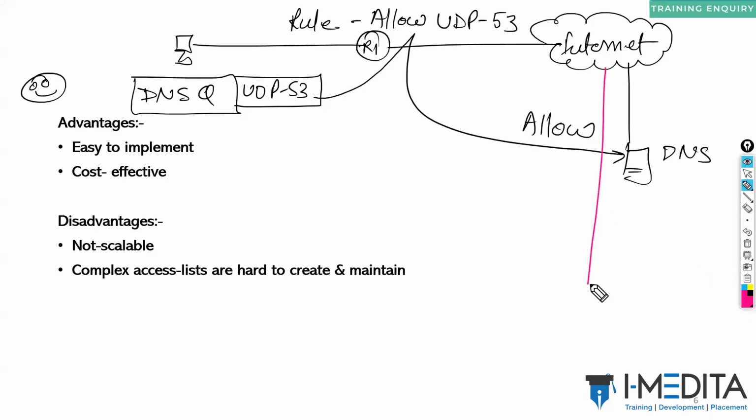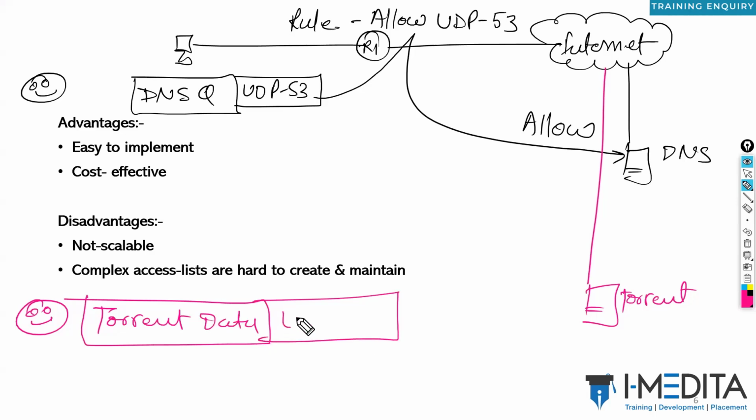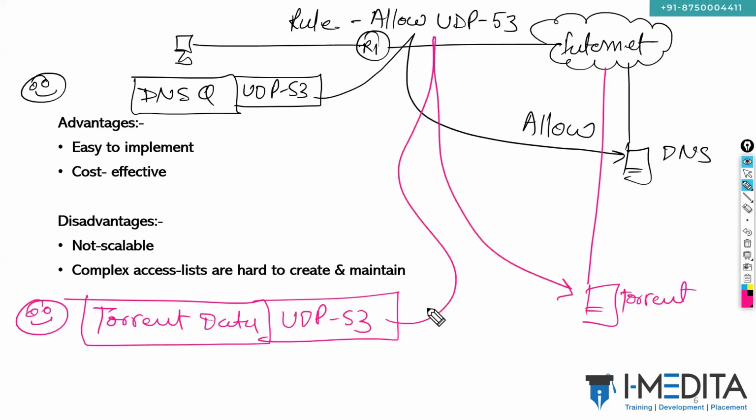But assume here we also have another server, like torrent. Now what will happen? Now we have another user that will send torrent data. That torrent data will be encapsulated under UDP port number 53. That traffic will come at the firewall or router, and that is using UDP port number 53. That is also allowed.